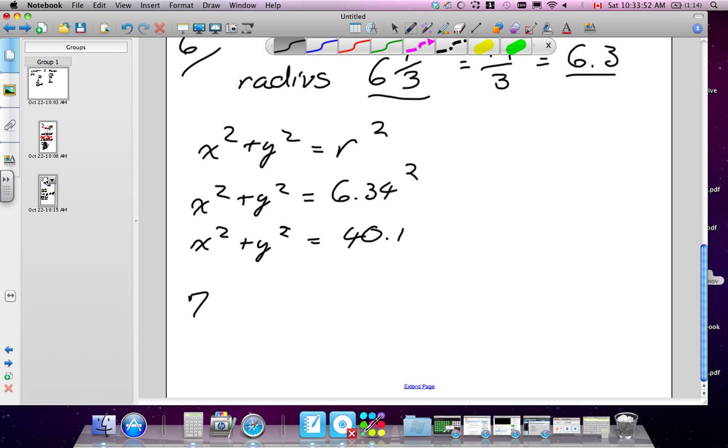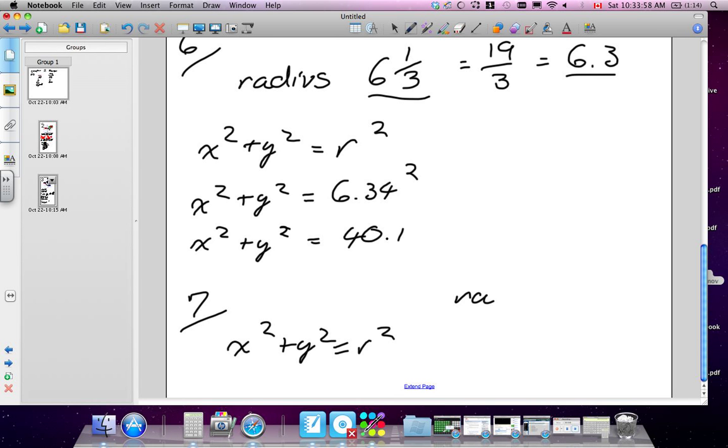Number 7, they give you another one. X squared plus y squared equals r squared. But they told us the radius, let's say we'll give you a different one, is the root of 8. That's a hard number. I can't find the root of 8 in my head. I'm not quite sure what it is.